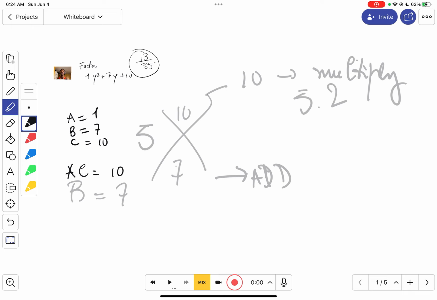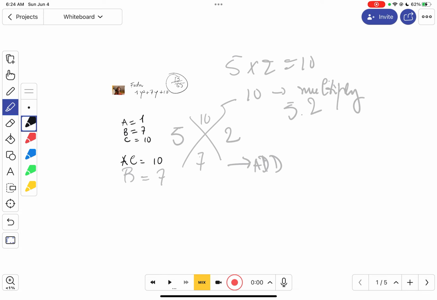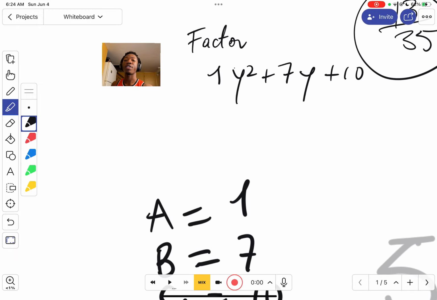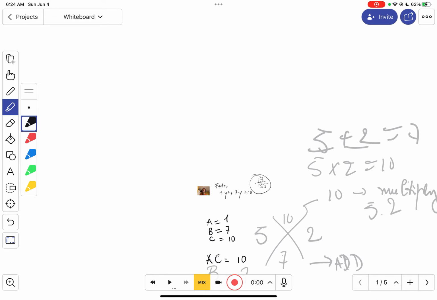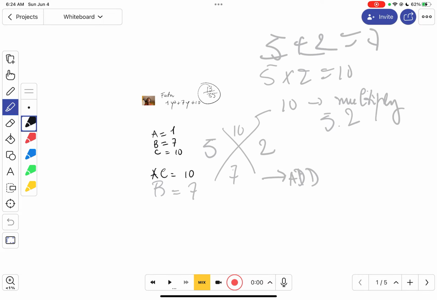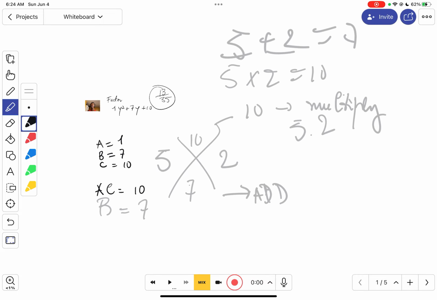So we're going to put 5 and 2. When you multiply 5 by 2, it gives you 10, and when you add them together, it's 7. Those are the numbers you're going to use to factor the equation that you have, in order to get your solutions, 5 and 2.